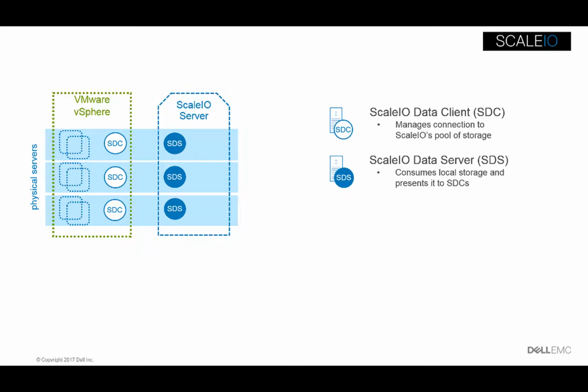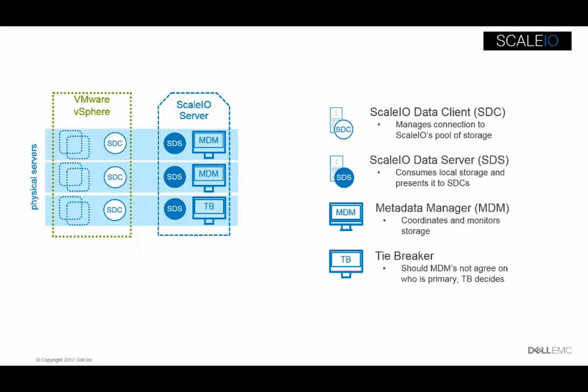Let's expand the SVM to highlight two key roles. The first are the ScaleIO data clients, or SDCs, which manage the host connection to the ScaleIO storage, and the ScaleIO data servers, or SDS, which manage the local storage and present it to the SDCs as a large pool. Some nodes act as metadata managers, or MDMs. MDMs direct SDCs to the correct SDS node. Every cluster has at least 2 MDMs, a primary and secondary. The tiebreaker role is required to help decide which MDM is primary in the event of a network failure.